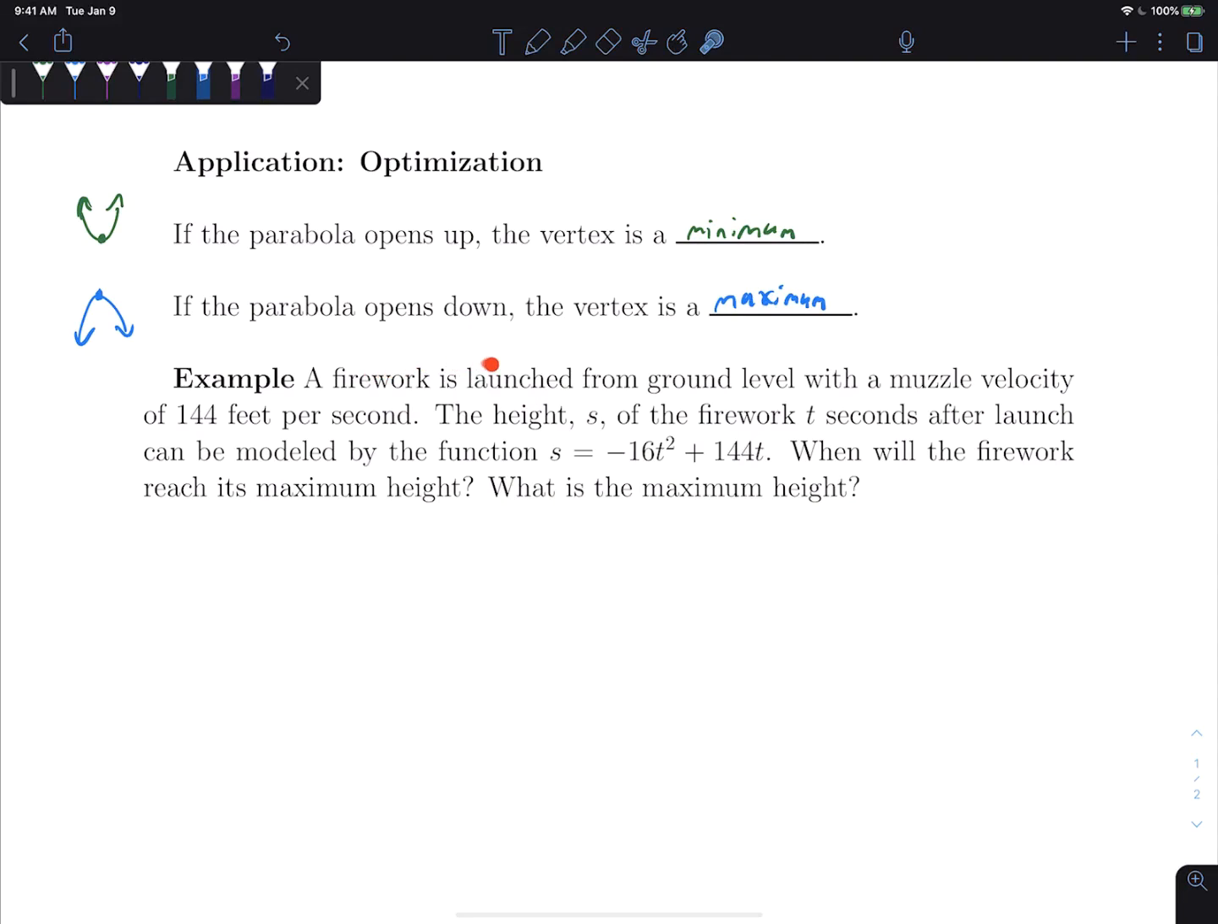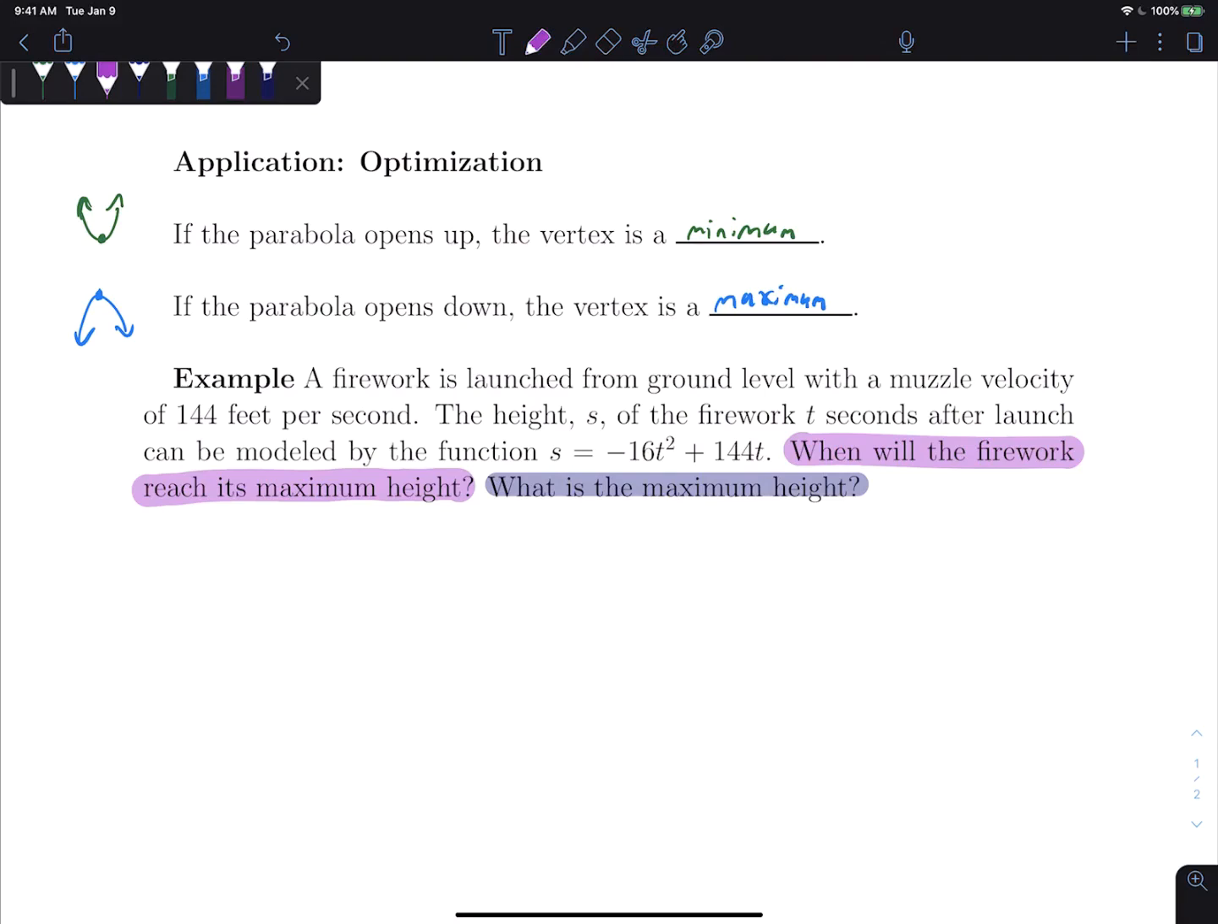It says a firework is launched from ground level with a muzzle velocity of 144 feet per second. The height s of the firework t seconds after launch can be modeled by the function s equals negative 16t squared plus 144t. When will the firework reach its maximum height? And what is that maximum height? Okay, so we've actually got two different questions here. We have a question that says, when will the firework reach its maximum height? And the second question asks, what is that maximum height?